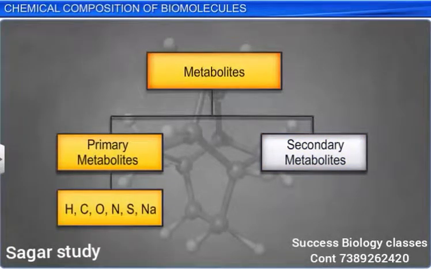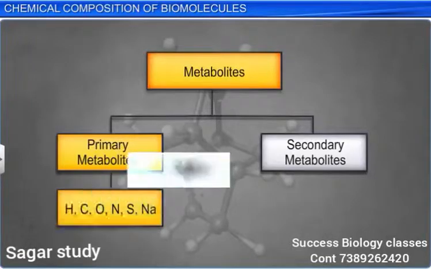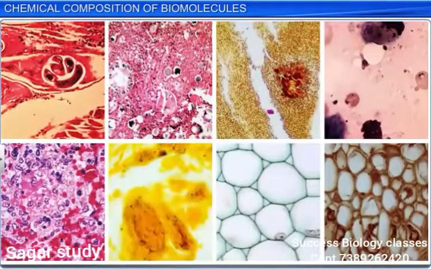Compounds such as hydrogen, carbon, oxygen, nitrogen, sulfur, and sodium, which are involved in normal growth, development, and reproduction, are called primary metabolites. They are found in animal tissues.